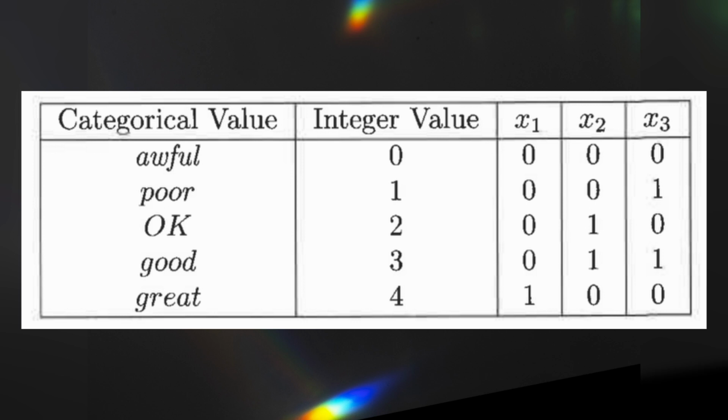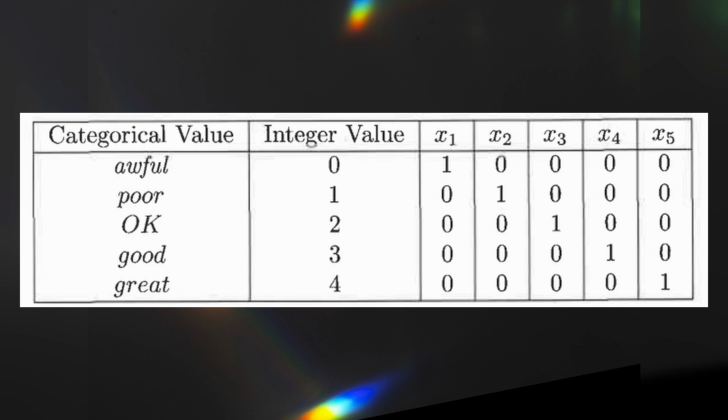Now let's see the conversion of a categorical attribute into 5 asymmetric binary attributes. So we have the same categorical values, we have the same integer values assigned to them, but rather than just converting them to binary vectors, we have a vector of size 5, and each bit represents one categorical value in itself. So if you see x1 is 1, then it means the value of that attribute is awful. If x2 is 1, then it's poor. If x3 is 1, then okay. If x4 is 1, then good. And if x5 is 1, then great.